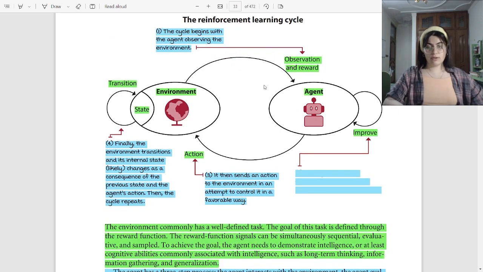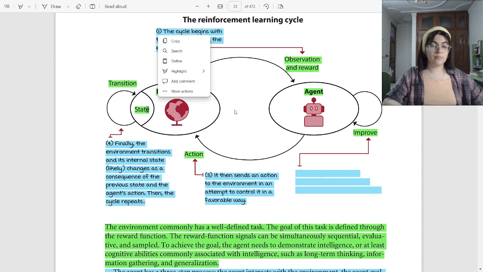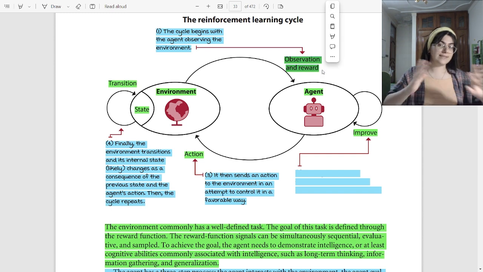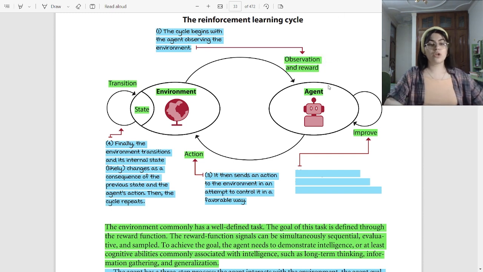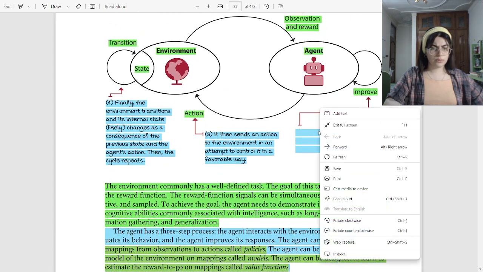So basically, this is the reinforcement learning cycle. We have the environment and then we have the agent. The environment has some states, and going from one state to another happens by the transition. The agent takes some actions. The environment changes its state based on the action, and then some observation and reward are sent to the agent. Based on those observations and rewards, the agent improves. So it mentions, why is this like this?